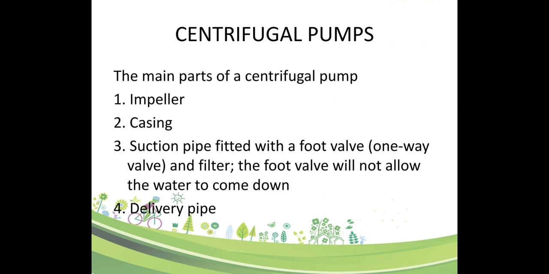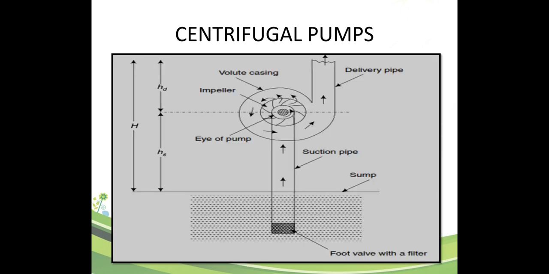And then we discuss the centrifugal pump. The main parts of the centrifugal pump are the impeller and casing. We have already discussed the suction pipe and foot valve. The foot valve is a one-way valve. It should not allow the water to come down, and then there is the delivery pipe. The centrifugal pump has the eye of the pump, which should produce some vacuum while the motor rotates.